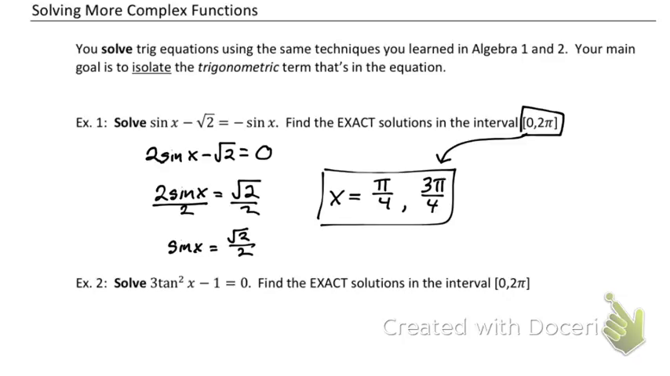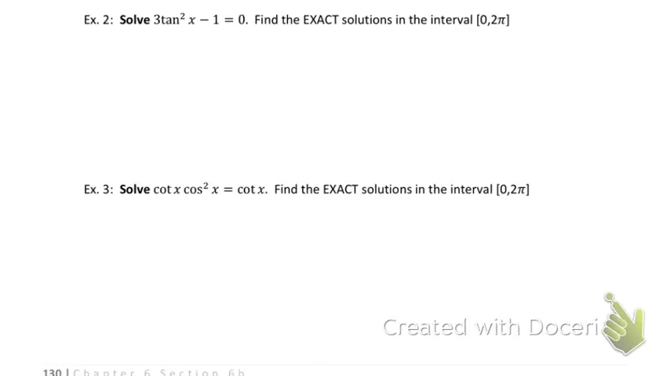Our next one says 3 tangent squared x minus 1 equals 0. Once again, we're going to collect all our terms on one side, which is our tangent squared x, and we'll put everything else on the other side. So let's go ahead and get started on that. We're going to move that 1 to the other side. That will give me 3 times tangent squared x equals 1. Divide by 3 on both sides, which will give me tangent squared x equals 1 over 3.